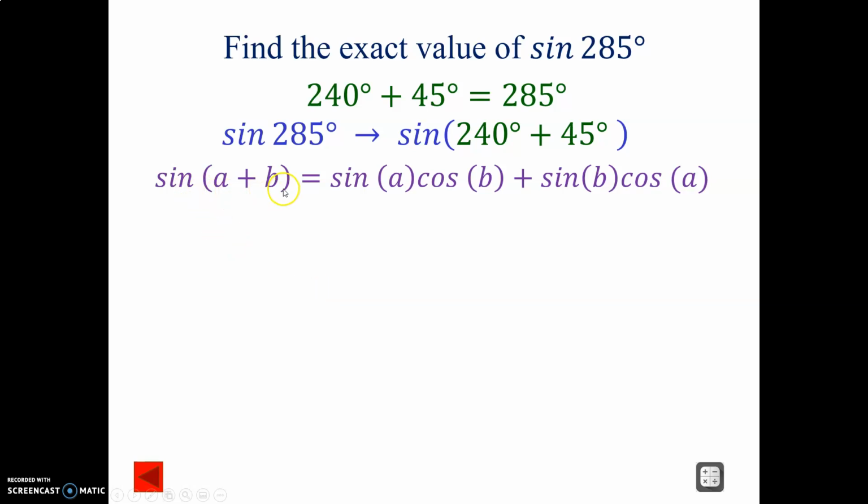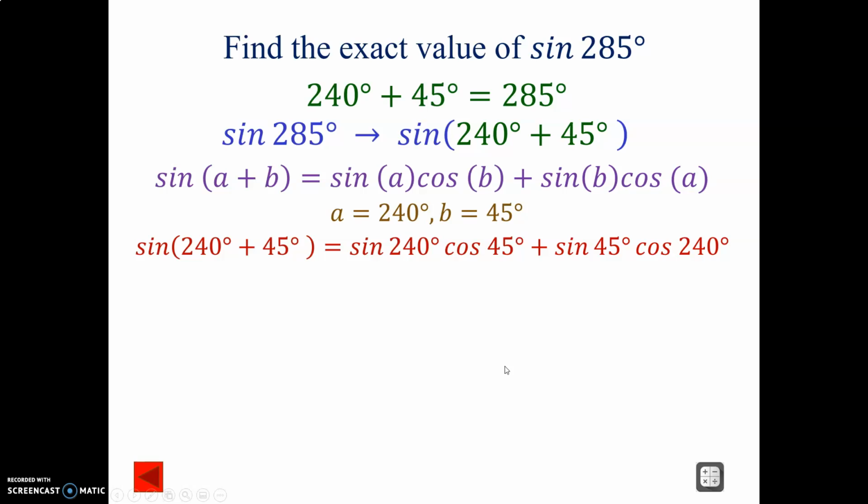So sine A plus B. There's the AB, and for sine, my signs are the same. So in this problem, A is going to be 240, and B is going to be 45 degrees. Substitute everything in. There's my sine 240, cosine 45. There's the B, there's the A. So I'm going to be using sine and cosine of the numbers 240 and 45.